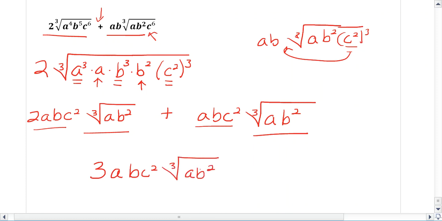So again, just to review, simplify all the roots first with all the knowledge that you've learned in the previous sections, and then see if you have any like terms that can be added or subtracted.